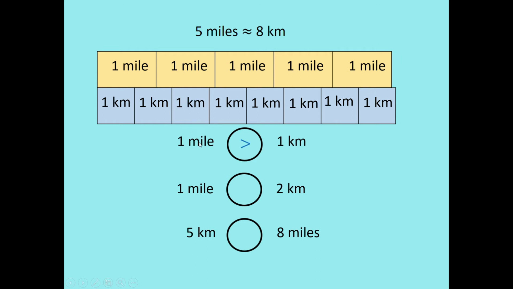So a mile is bigger than a kilometre, you can see here. A mile is less than 2 kilometres though. 2 kilometres is worth more than 1 mile. 5 kilometres is less than 8 miles. Remember, 1 kilometre is less than 1 mile, so 5 kilometres is going to be a lot less than 8 miles.